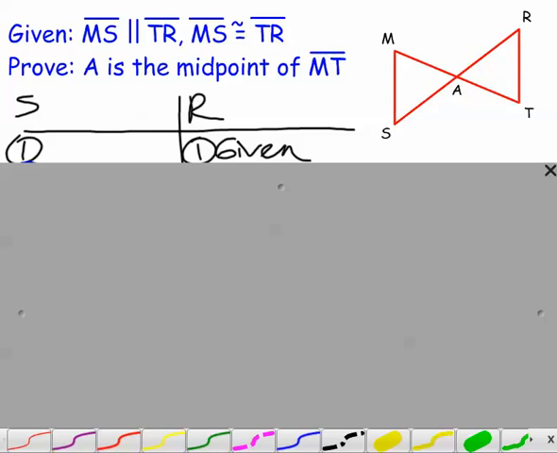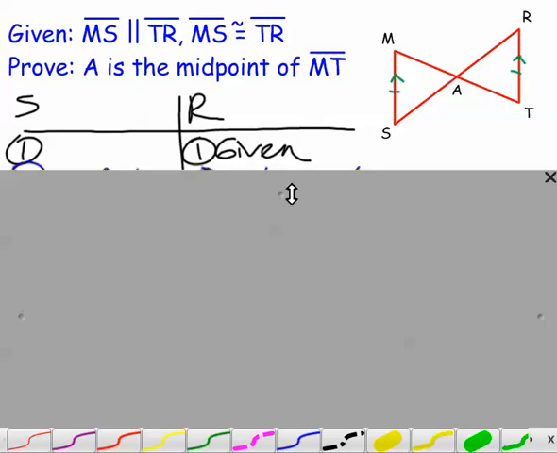All right, next proof. We have segment MS is parallel to RT. So let's go ahead and mark that. And we know that MS is congruent to TR, so we'll mark that as well. And we're being asked to prove that A is the midpoint of MT. Now this is going to have a similar flow to it as the proof that we did a couple slides ago.